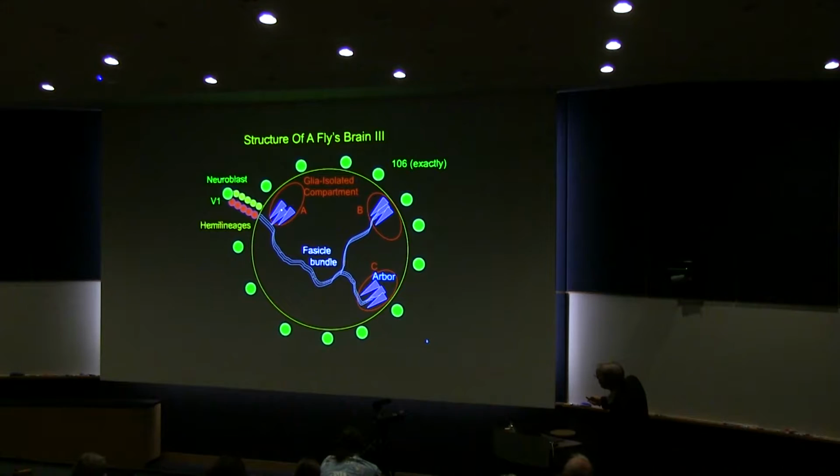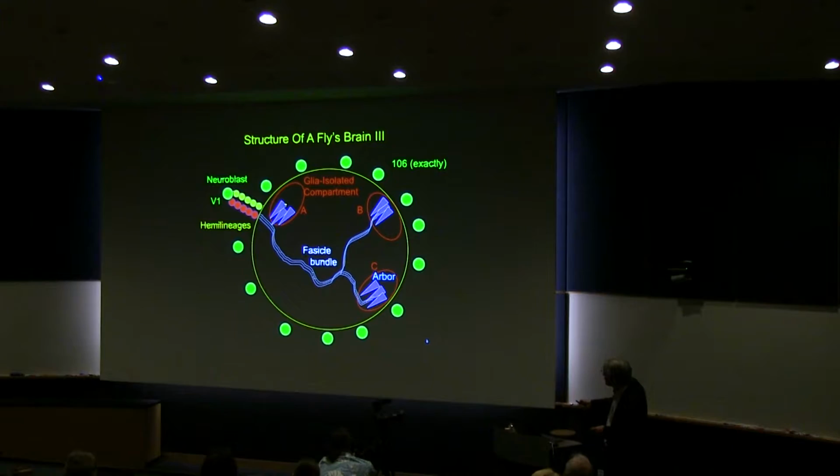It's not, as in biology, 100% true. Sometimes these guys switch programs halfway through and do another pattern, but basically there's a repertoire of about 200 patterns that get made of primary integration paths. And the other interesting thing is where these guys make the arbors, they tend to spread out. They don't occupy the same space.